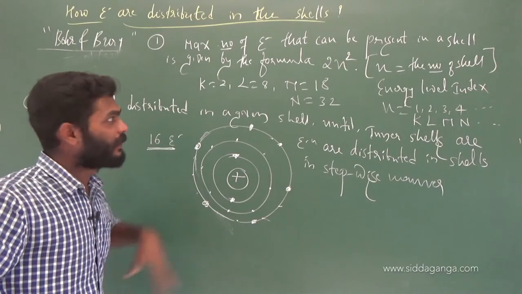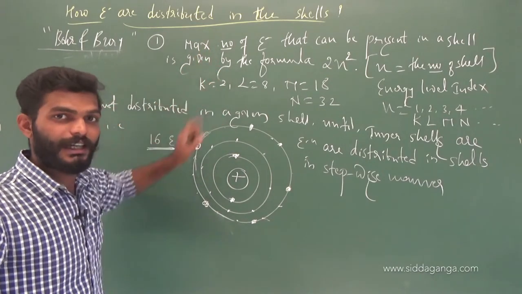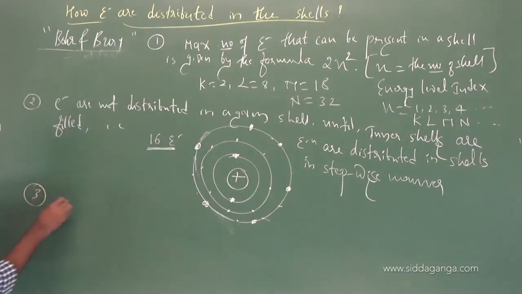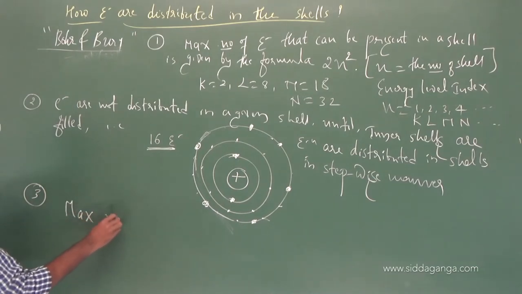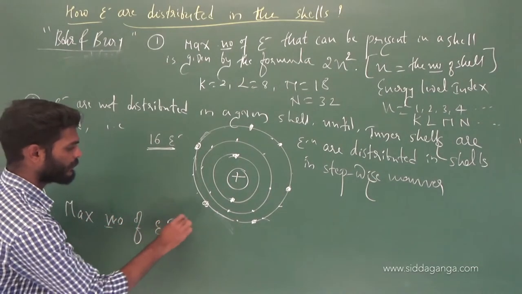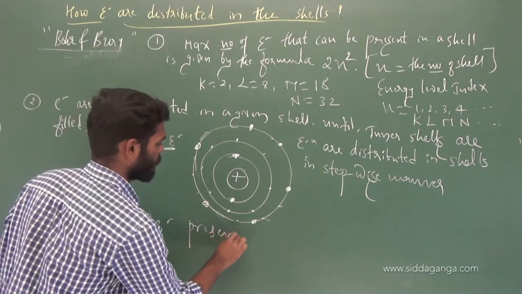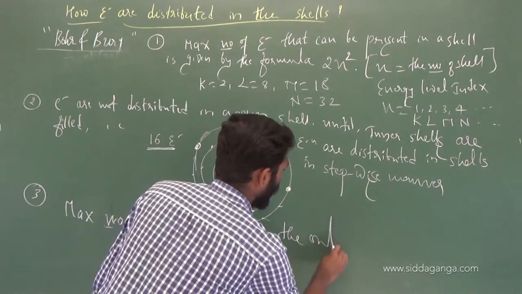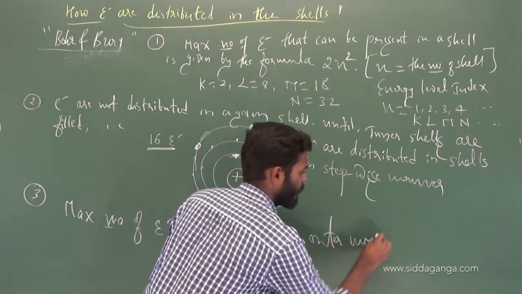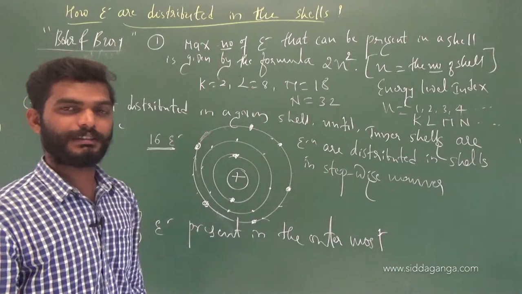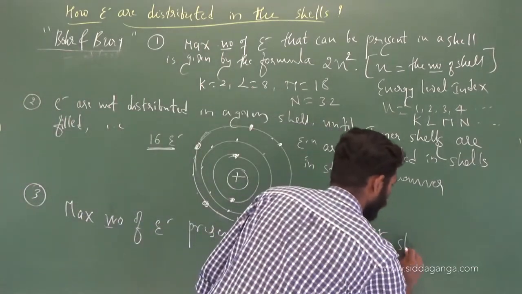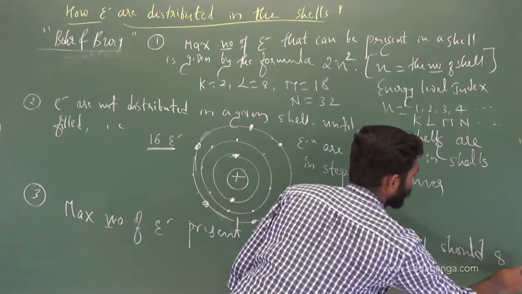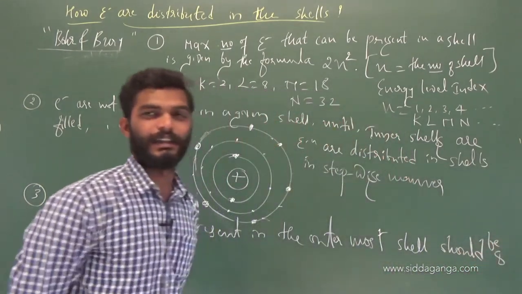Followed here? So we obeyed the first rule and second rule. We have another third rule. The third rule is that the maximum number of electrons present in the outermost shell should be 8 or is 8.